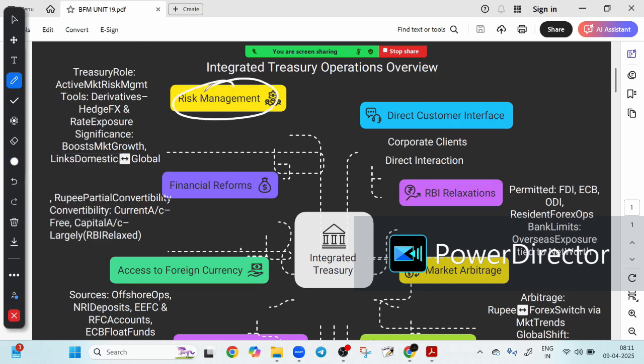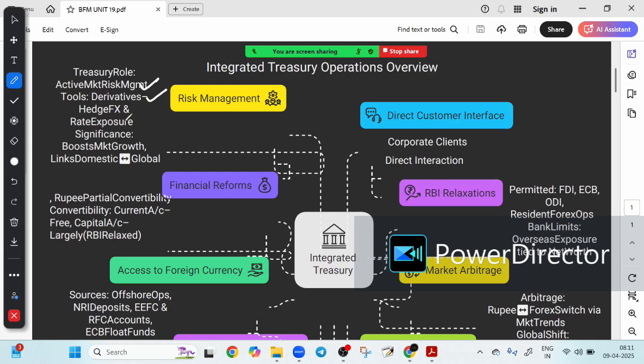See, the treasury actively manages the market risk. How? Using some sophisticated tools like derivatives. Yes, it uses tools like derivatives to hedge and manage the market risk, right? And it also provides hedging against forex risk, forex rate and interest rate fluctuation.